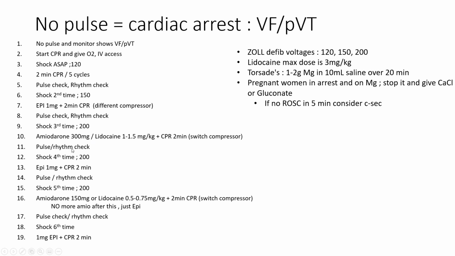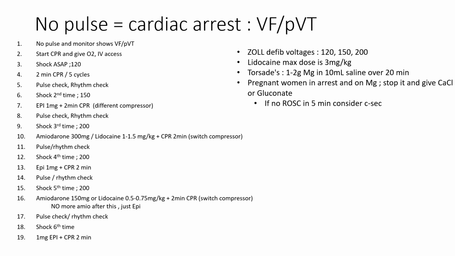Pulse check, rhythm check, still the same. There's no pulse, they're in VFIB or pulseless VTACH. You want to shock them again at 200. Okay? And then you want to give them epi, 1 milligram, and continue your CPR for 2 minutes. So as the person gets right back on the chest, you're going to give that 1 milligram epi. CPR is finished. You give a pulse check, rhythm check, still the same. Shock a 5th time at 200. And now you're going to give amiodarone 150 or lidocaine 0.5 to 0.75. So you're giving half the dose as after the third shock.